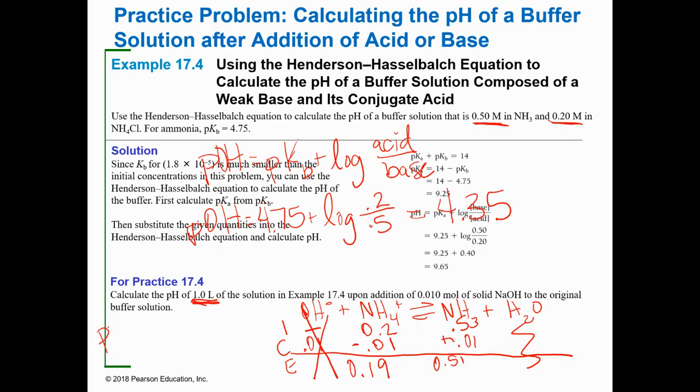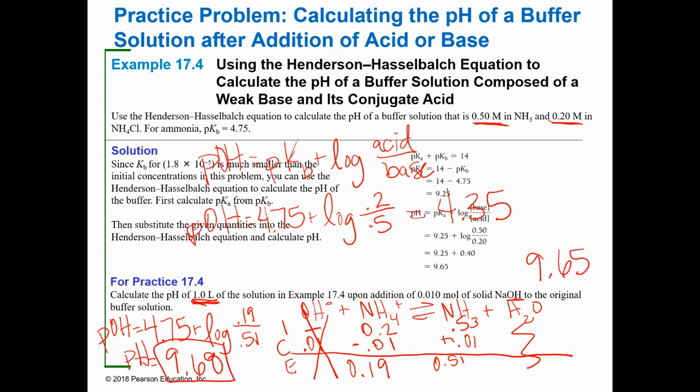Okay, so we do our pOH equals 4.75 plus log acid 0.19 over base 0.51. Okay, and I get pH is 9.68. Okay, I did add base. It is going up. The original one was 9.65. It went up slightly, not very much, but it went up some.